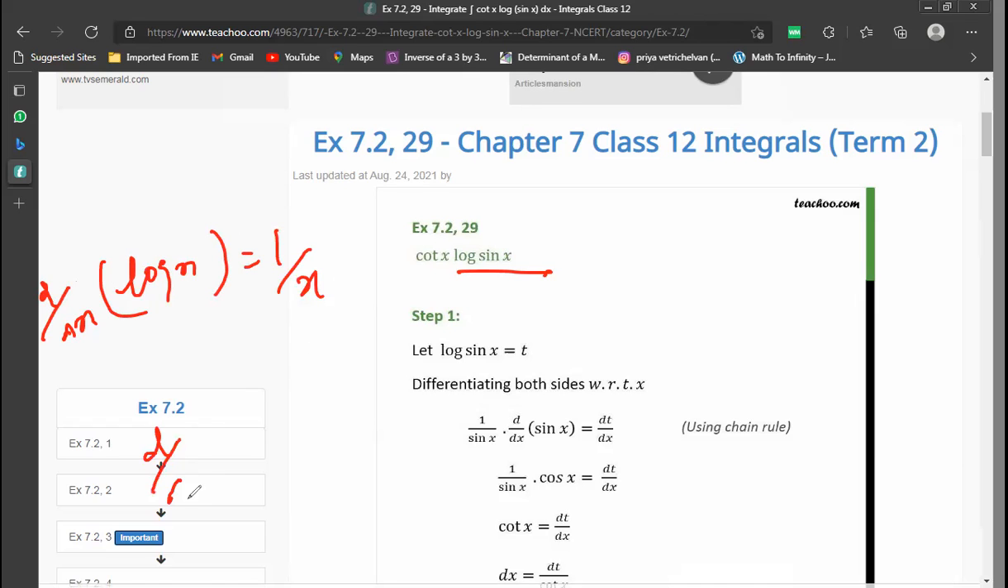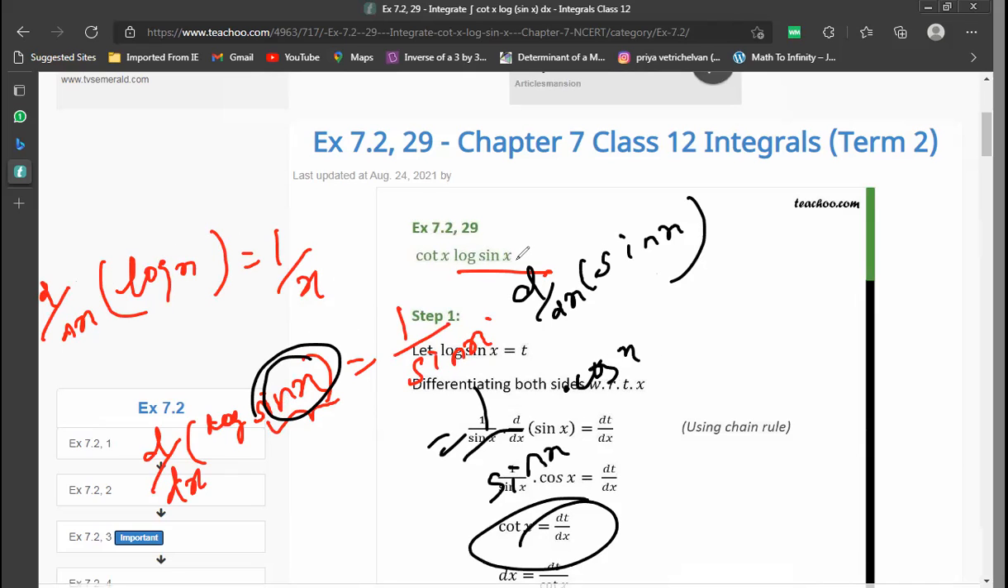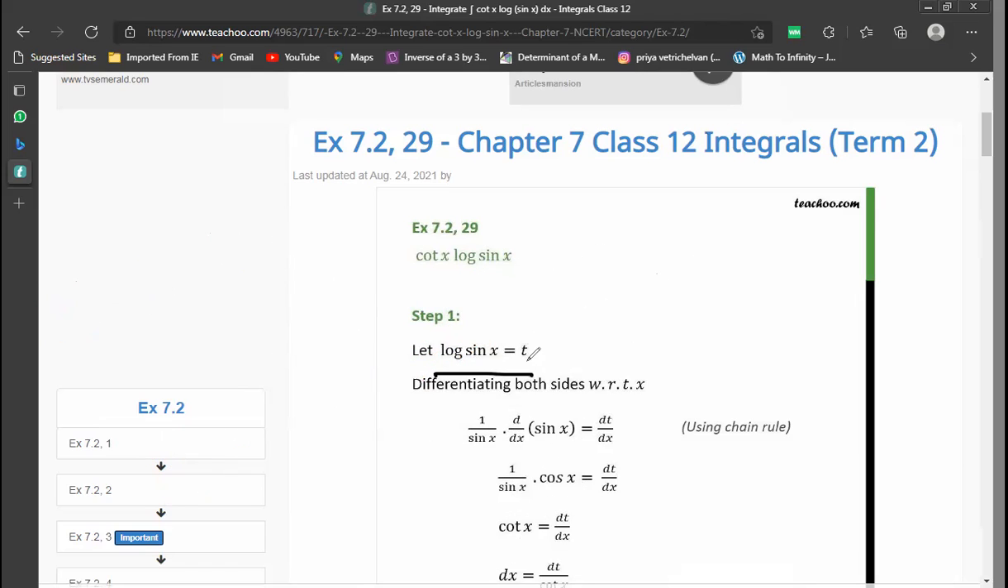So differentiation of log of sin x is 1 by sin x into the differentiation of sin x, by using the chain rule. What is the differentiation of sin x? It's cos x. Cos x upon sin x can be written as cot x. So differentiation of log sin x is nothing but cot x.